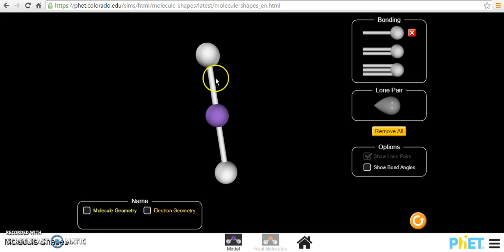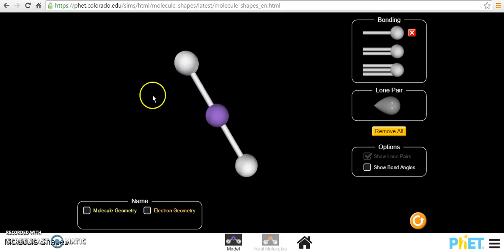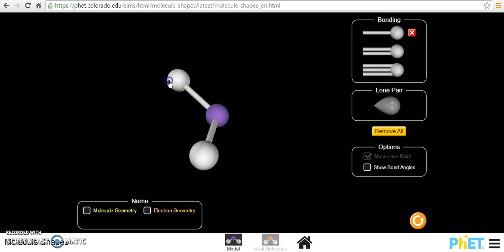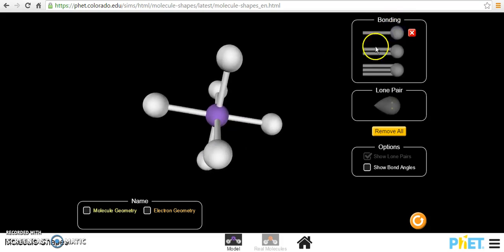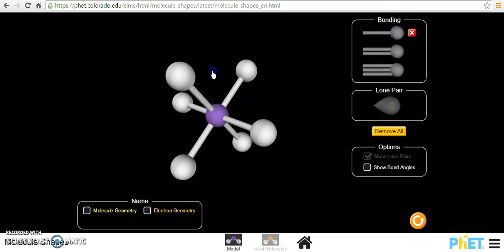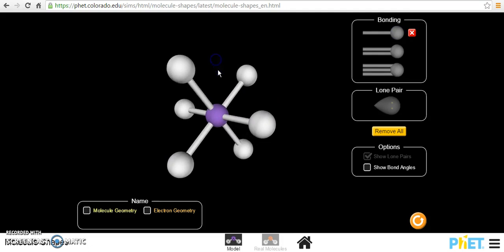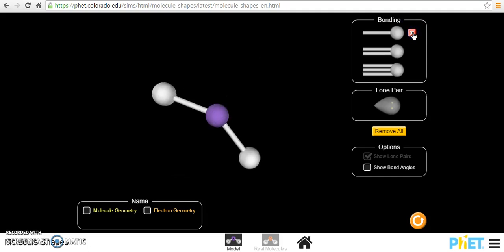We can click anywhere in the model area to rotate our molecule. We can click on atoms and rotate the molecule like that. Over here in this box to the right labeled bonding, we can choose to add more atoms to our molecule simply by clicking on them. We can only add up to a total of 6 atoms to our molecule. This little red X allows us to remove them.